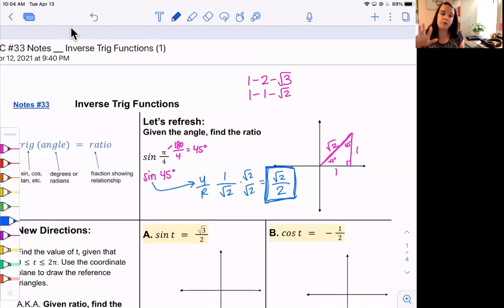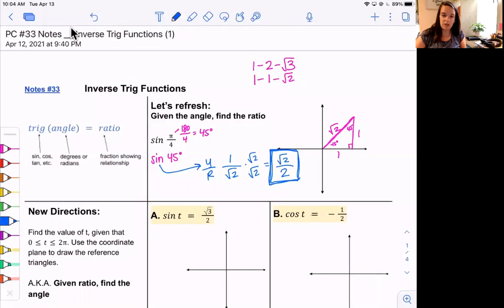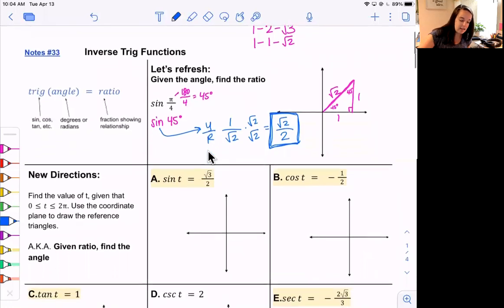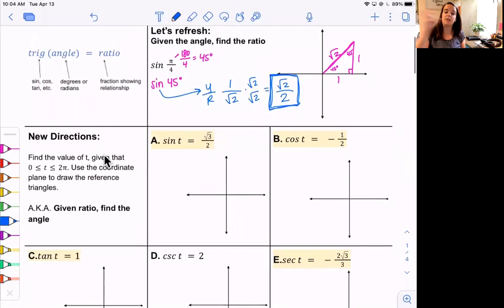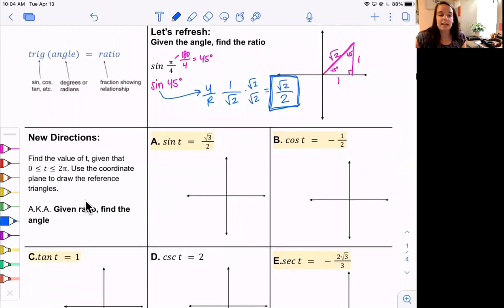So cool. Let's go ahead and think about the new directions that we're going to have. So this has been the forward direction. They've been giving us the angle, and we're going to find the ratio. Today, we are going to build off of that. We're going to use those same skills, but we're going to work the other direction. This time, they're going to give us a ratio, and we're going to find the angle. The official directions are here.